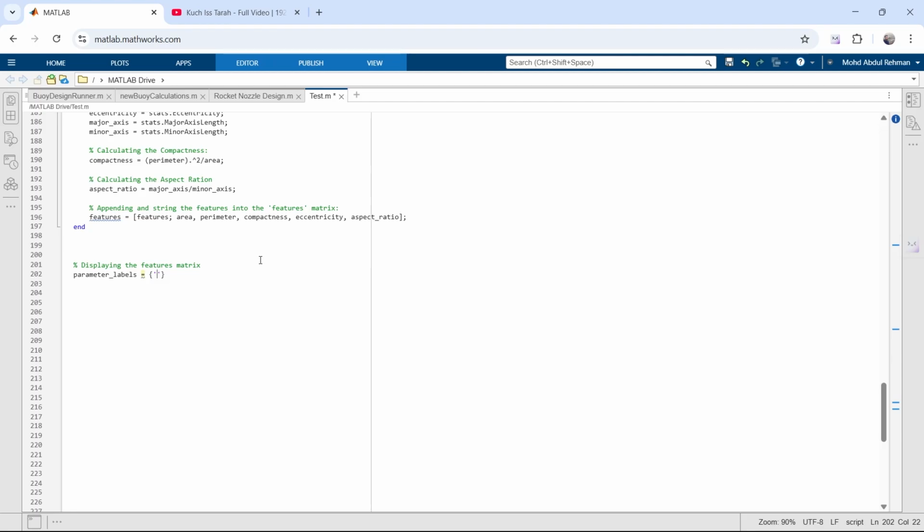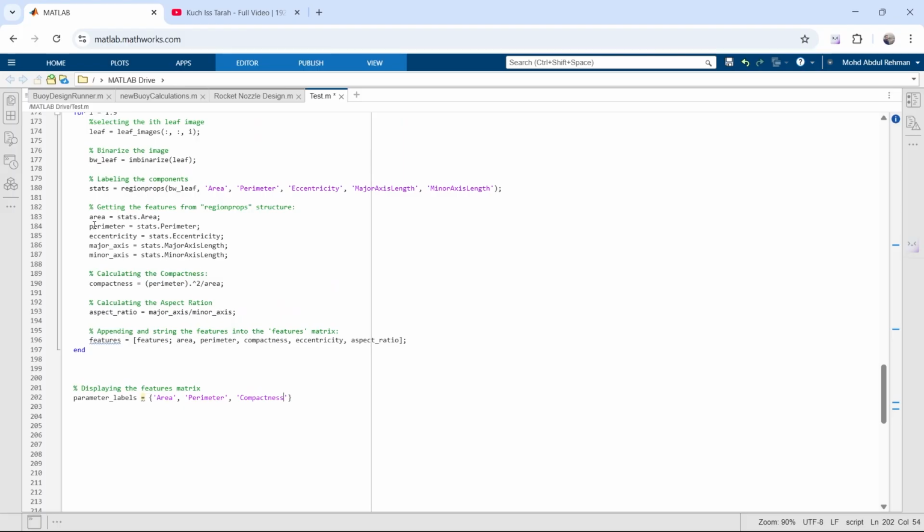First parameter is going to be the area, right? Second parameter is going to be the perimeter. Third parameter is compactness. That's how we did. Fourth is eccentricity, and fifth is aspect ratio. This is our label set.